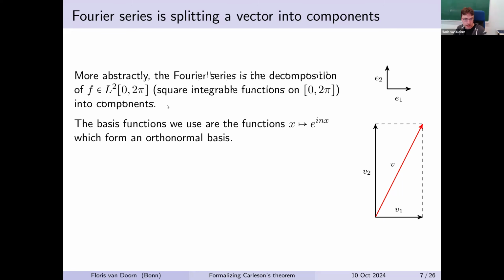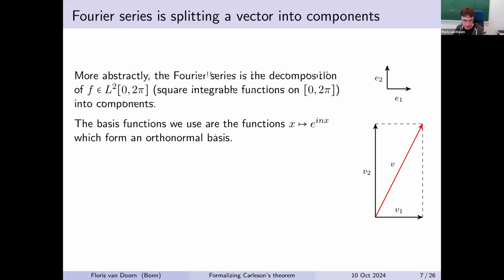And so the basis vectors here are these functions that send x to e^(2πinx) for integers n. And these form an orthonormal basis. You can check that quite easily.